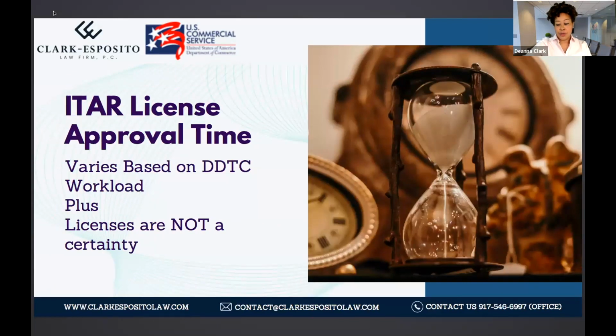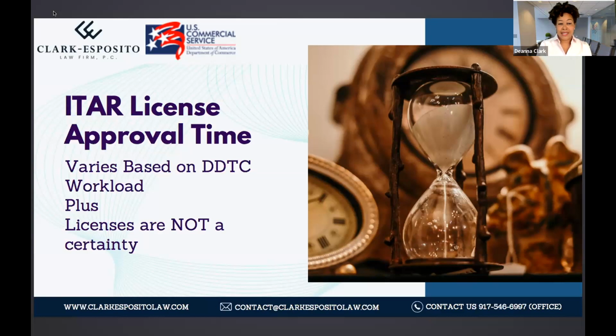In terms of turnaround time, how long will you have to wait? Of course, everybody loves to ask this question. Unfortunately, getting an answer from the government will vary based on the agency's workload. And like several things with other agencies, including OFAC, a license is not a certainty. I understand it's hard for companies to plan for all sorts of reasons when you just don't know how long it's going to take.